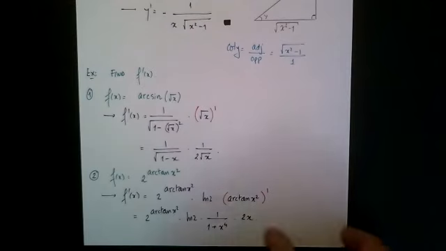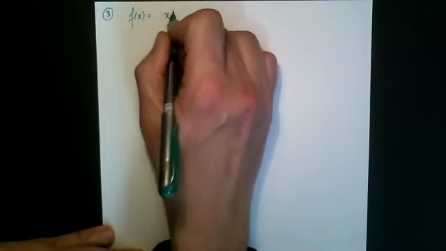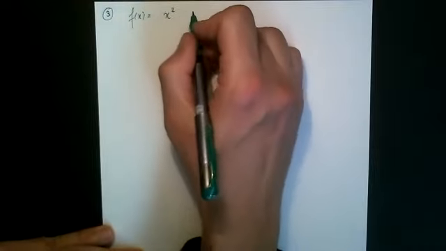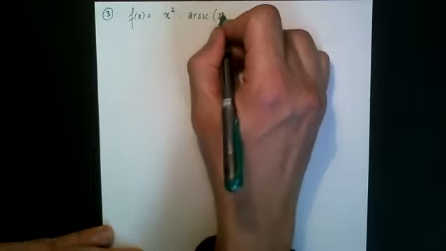Okay, let's do one more, and then I'll show you logarithmic differentiation. Number 3. So f of x equals, let's say, x squared times arc cosecant of 2 to the power x.